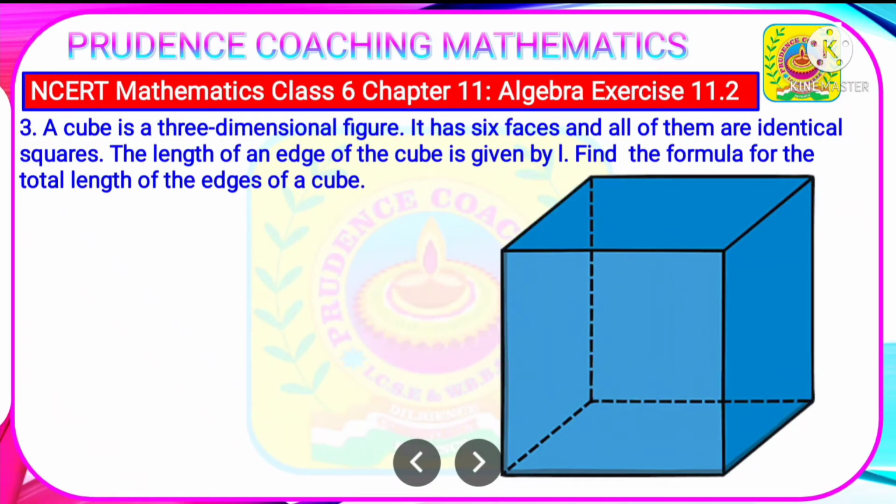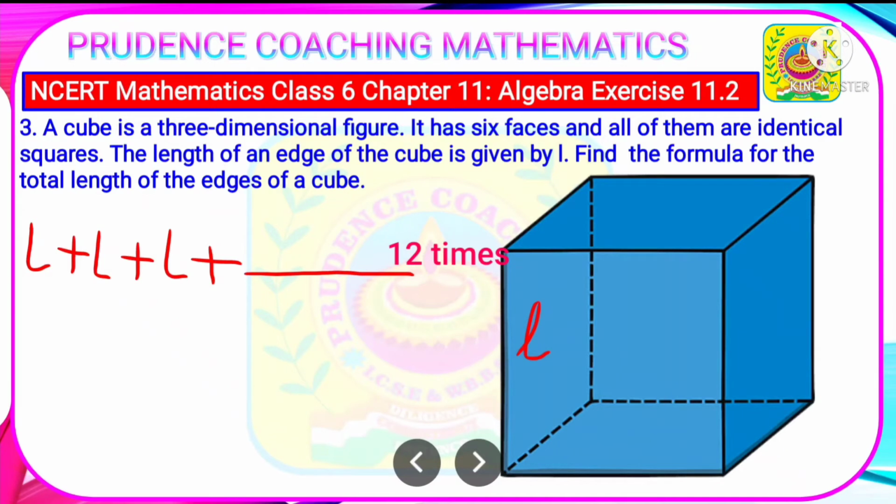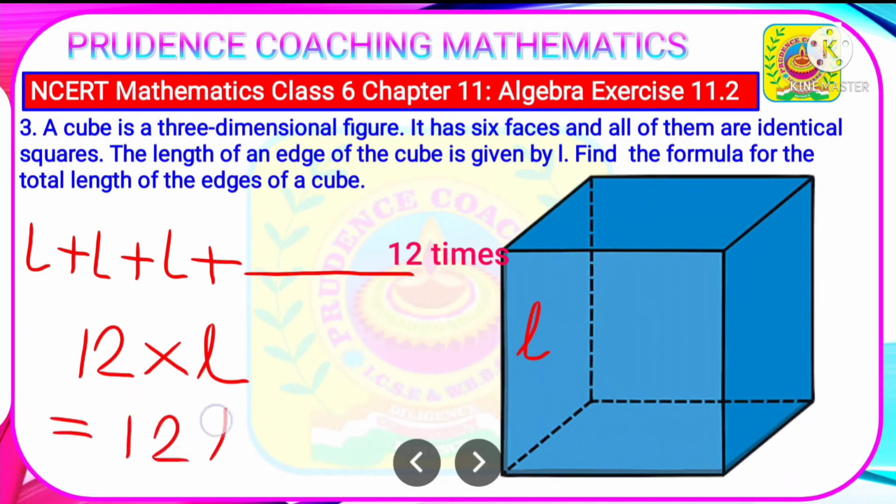Now my dear students, according to the question, you are asked to find the total length of the edges of a cube, given that a single edge is of L unit. That means each and every edge will be of L unit, as all the edges of a cube are equal. To find the total length of the edges, we need to add 12 times L. How many times will we add L? 12 times, because there are 12 edges. So 12 times L means 12 into L. So your answer will be 12L.